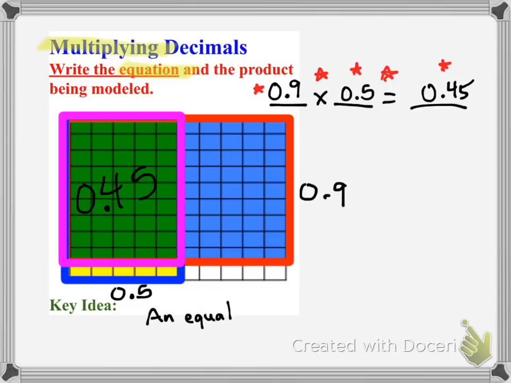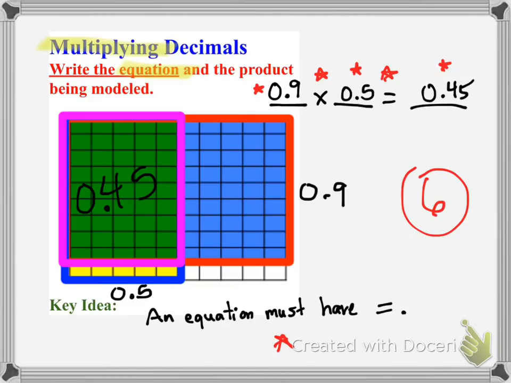So this would be the key idea. It's an equation must have an equal sign, just like the other key idea for equations. And then you also get a total number of stars of 6.